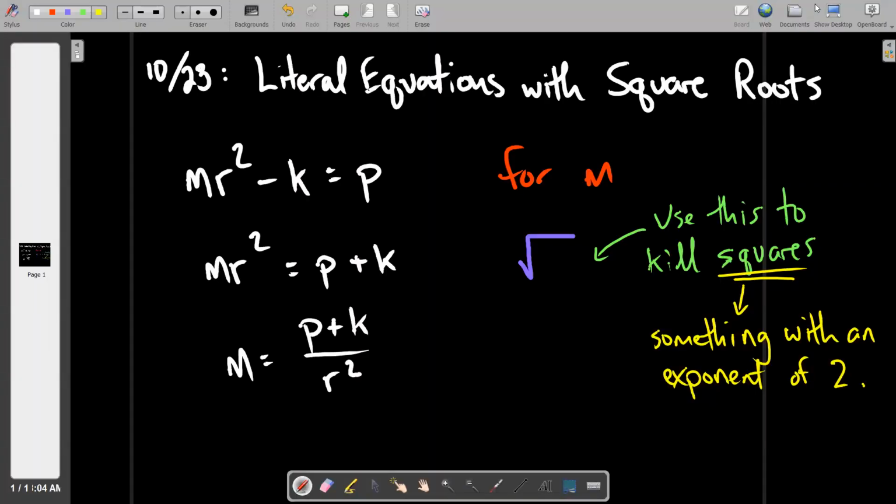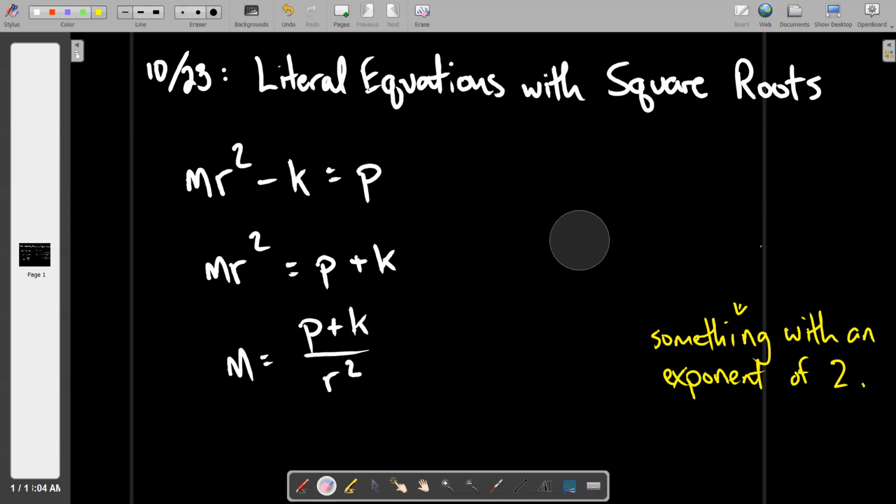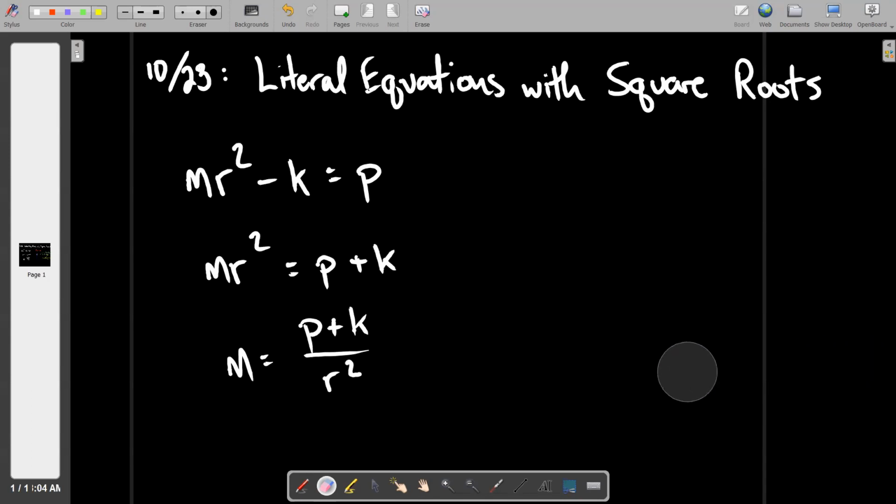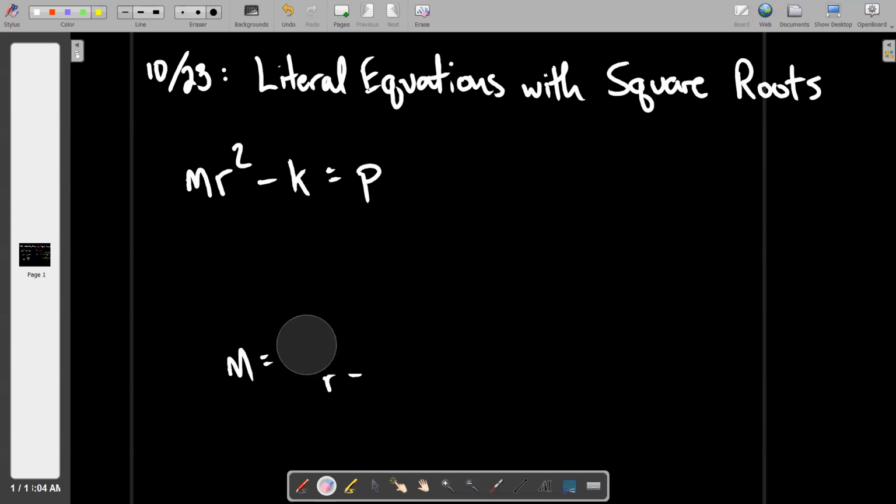Clear? Okay, so let's get to it. Let's redo this problem. I'm going to erase some things now. Let's redo this problem again, only this time let's change it up. And rather than solving for m, you guessed it, let's solve for r.